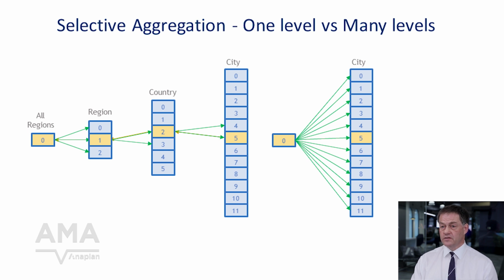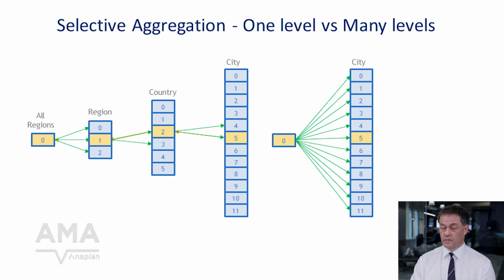But if we took out those middle 2 hierarchies, then see what happens. When I change city number 5, in order to calculate the all region number, I have to read from every single city of that hierarchy. And in this case, where we only have 10, that may not be too significant. But if your hierarchy is 50 million items, then that's adding up 50 million numbers every time you change one of them.